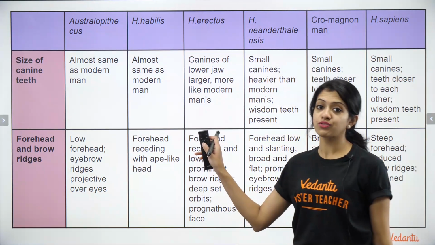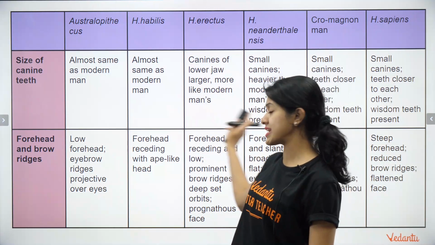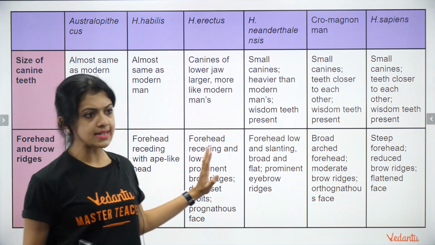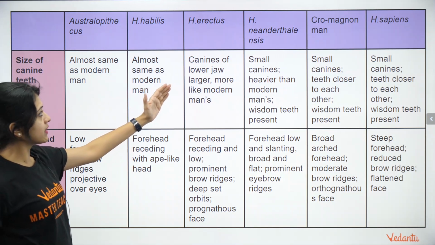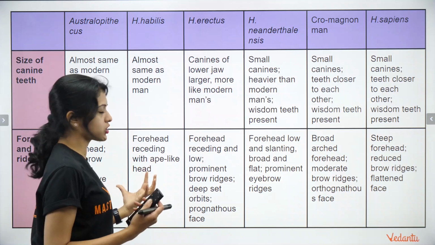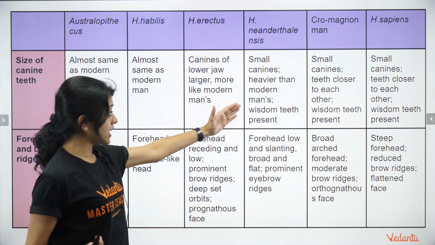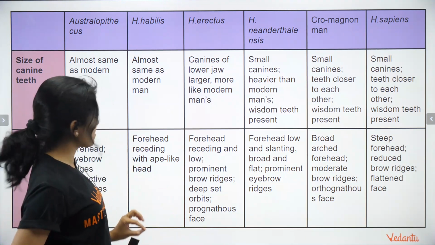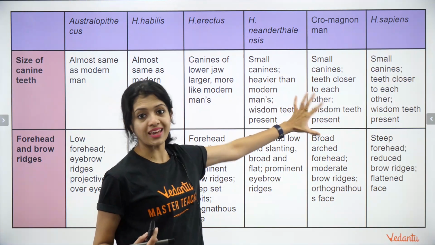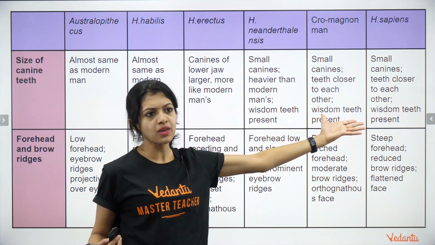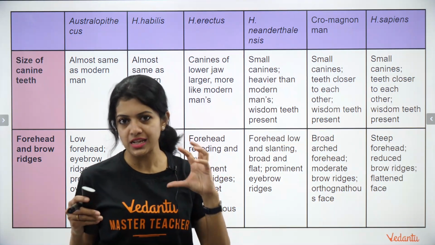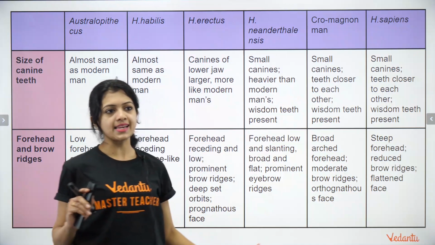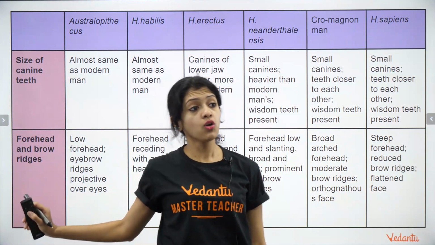And then coming to size of canine teeth, and a little bit of features about other types of teeth are also mentioned here. In this case, we can just say it was pretty much the same as that of modern man. Homo habilis also the same thing. Homo erectus, you can see the canines of the lower jaw were larger, more like modern man's. And then Neanderthal man had smaller canines, heavier than modern man's, and wisdom teeth were also found to be present in Neanderthal man, just like modern man, right? And then here also it's very similar to Neanderthal man. Again, Homo sapiens, we know, small canines. As compared to flesh-eating organisms, humans have much smaller canines, right? That is why this evolution came into existence, and everything else, as you can see, was pretty much the same in these three stages.